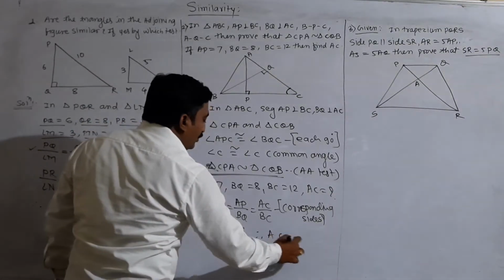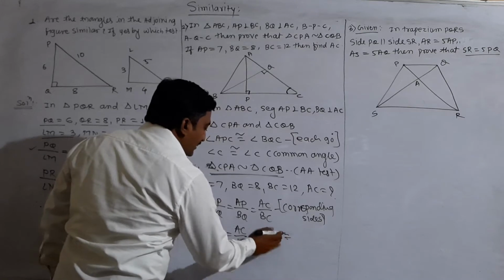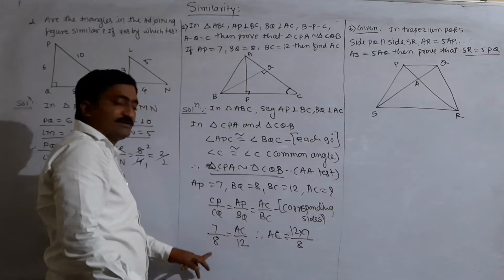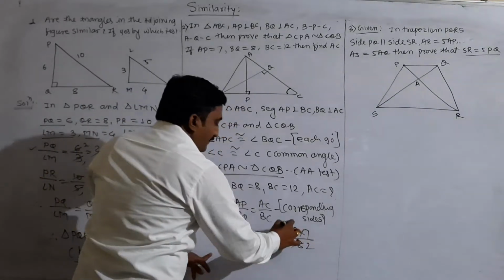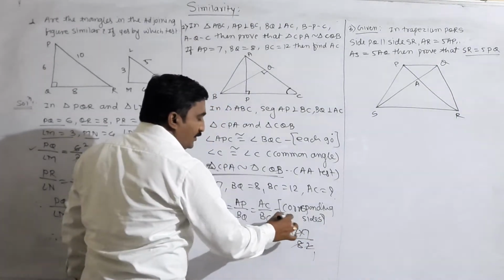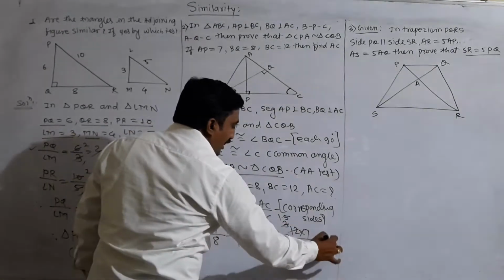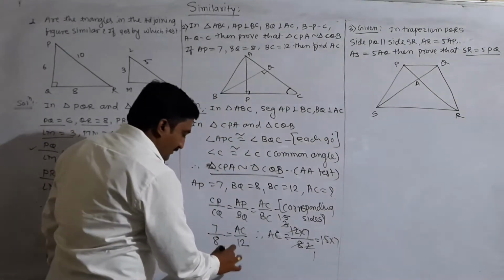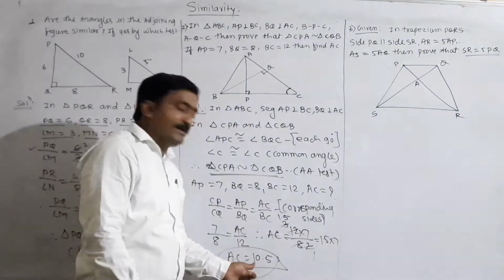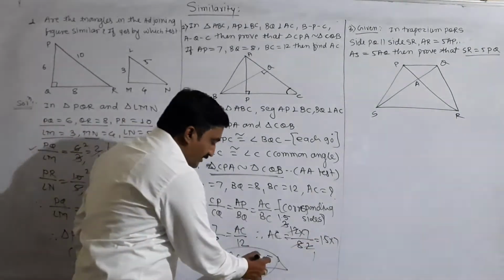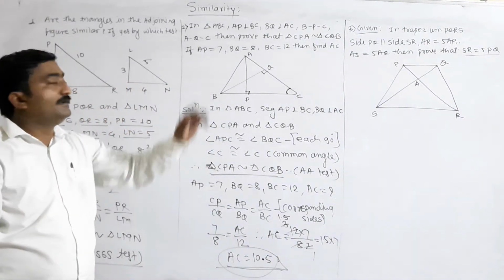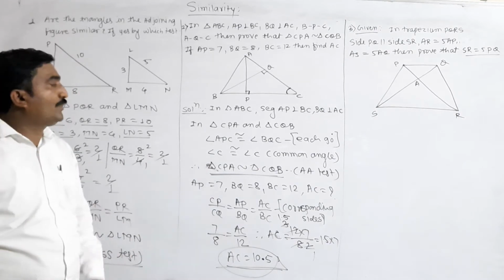So AC is equal to, by cross multiplication, AC is equal to 12 into 7 divided by 8. 12 into 7 divided by 8. 4 2s are 8. 4 3s are 12. 2 1s are 2, remaining 1. 2 5s are 10. So the multiplication of 1.5 and 7, AC is equal to 10.5. 15 7s are 105. After the decimal, 1 digit, so take the decimal here. AC is equal to 10.5. This is the solution of this problem: AC is equal to 10.5.